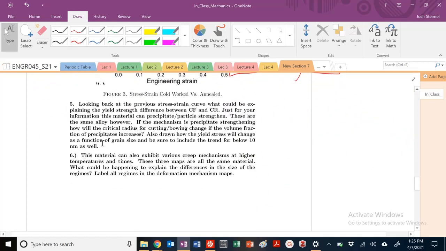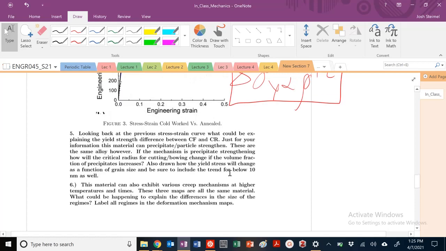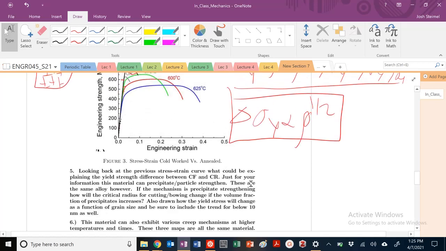Problem 5. Looking back at previous stress strain curves, what could be your explanation for the yield strength difference between CF and CR? Just for your information, this material can precipitate particle strengthen. These are the same alloy, however. If the mechanism is precipitate strengthening, how will the critical radius for cutting change if the volume fraction increases? What's the difference between cold forming and cold rolling?